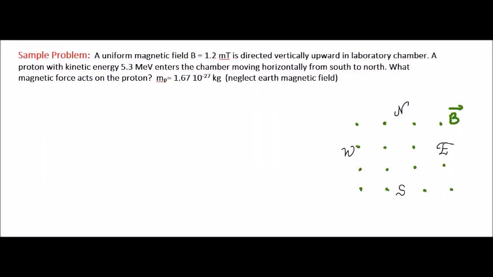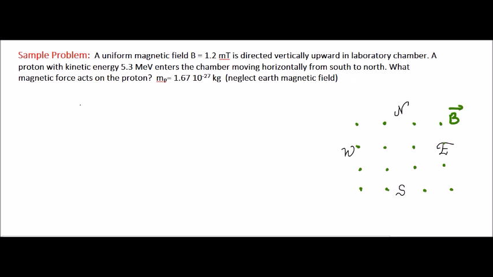Let's take now our first sample problem. In this sample problem, we have a uniform magnetic field. The strength is given, 1.2 millitesla, directed vertically upward in a laboratory chamber. So we have our lab room, and the magnetic field is in a vertical direction. So the vertical direction, I draw it like that. When you see a vector pointing like that, a dot, it means that the vector is coming toward you. That's basically the tip of an arrow.